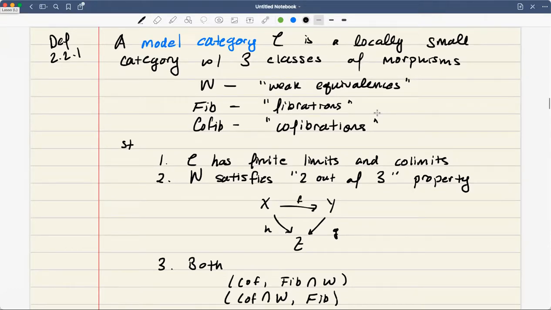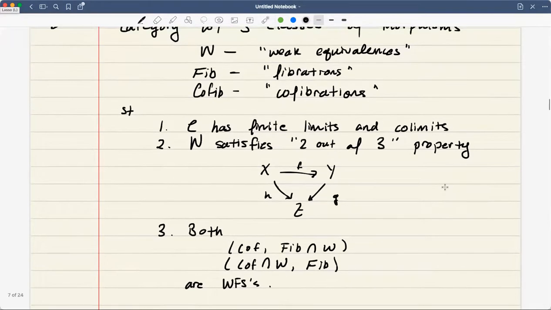But the first restriction on our classes is that W needs to have this 2 out of 3 property. This is a property that says that they behave kind of like isomorphisms, but they're not as strict as isomorphisms. That's why we call them weak equivalences. And then we need these three classes to make up 2 weak factorization systems.